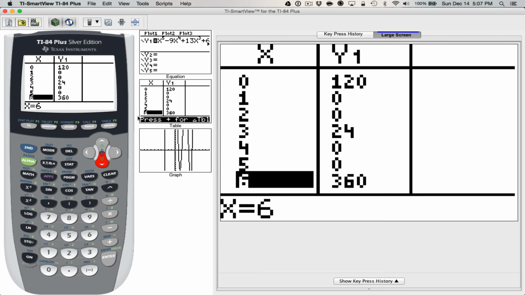Or several approaches to factoring using your TI-84 that don't involve having to know about the rational root theorem or synthetic division, which I view as a big win.